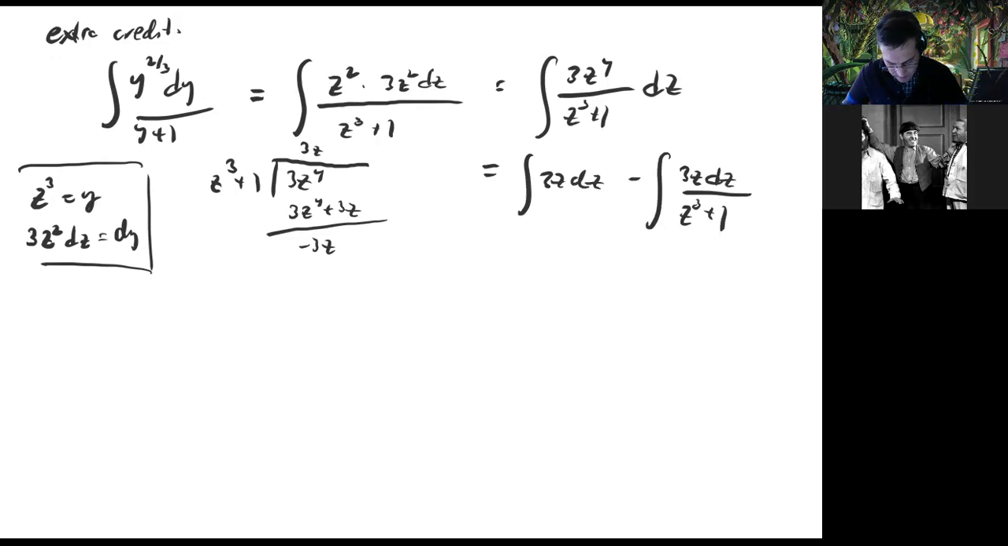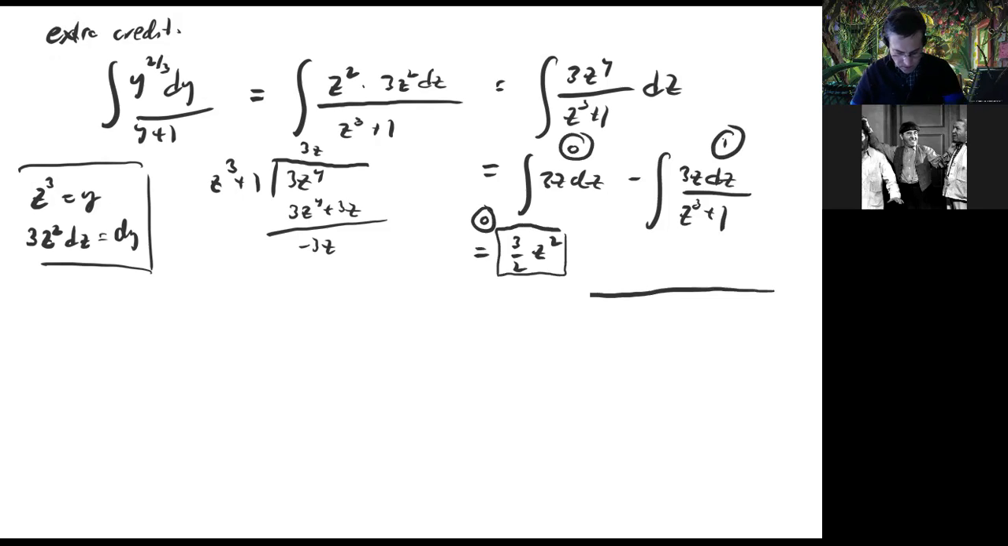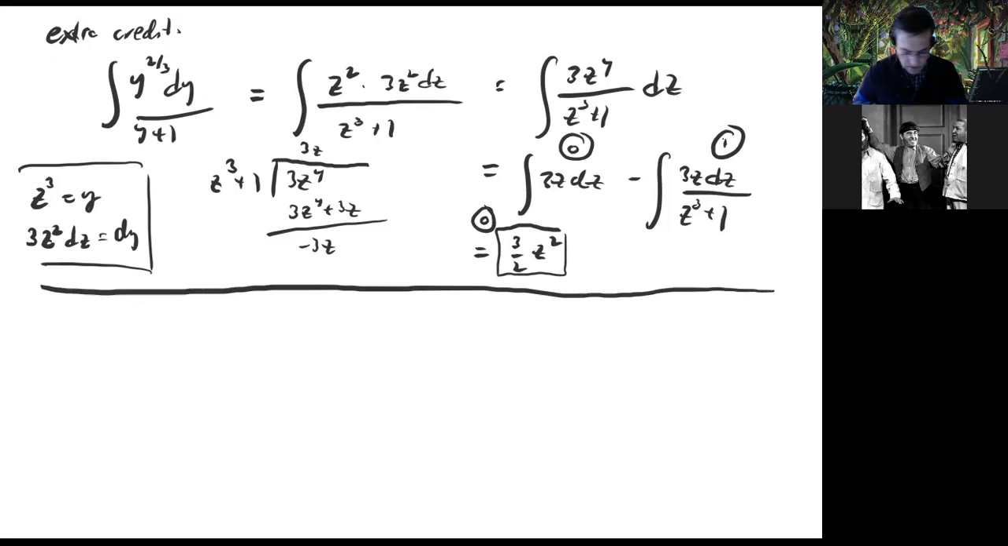Okay, so the first integral can be easily done. It's negative 3/2 z squared. And then we're left with this integral, which I'm going to call integral number 1. Let me box that off. At the end of the day, I have to convert everything back to y, but let's do all the integrals in terms of z first. I'm going to box that off. Let's call this integral 0. Okay, so now I turn to the integral of 3z over z cubed plus 1.